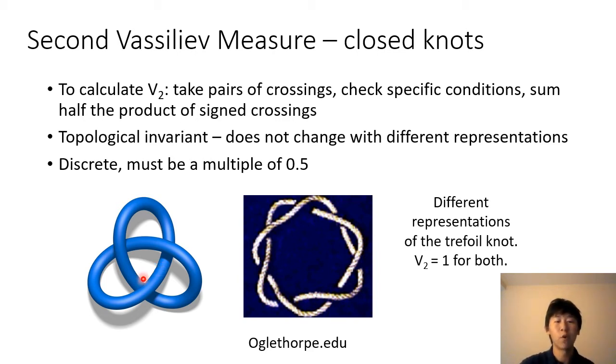And you do this for every pair of crossings on this knot. So for this trefoil, there is another pair with a product also of +1. And finally, you can calculate the V2 by taking 1/2 of the sum of all of these products. So here, V2 equals 1. Now, V2 remains the same no matter how the knot is represented. For example, the figure on the right is topologically equivalent to the trefoil, and so V2 equals 1 for that knot.